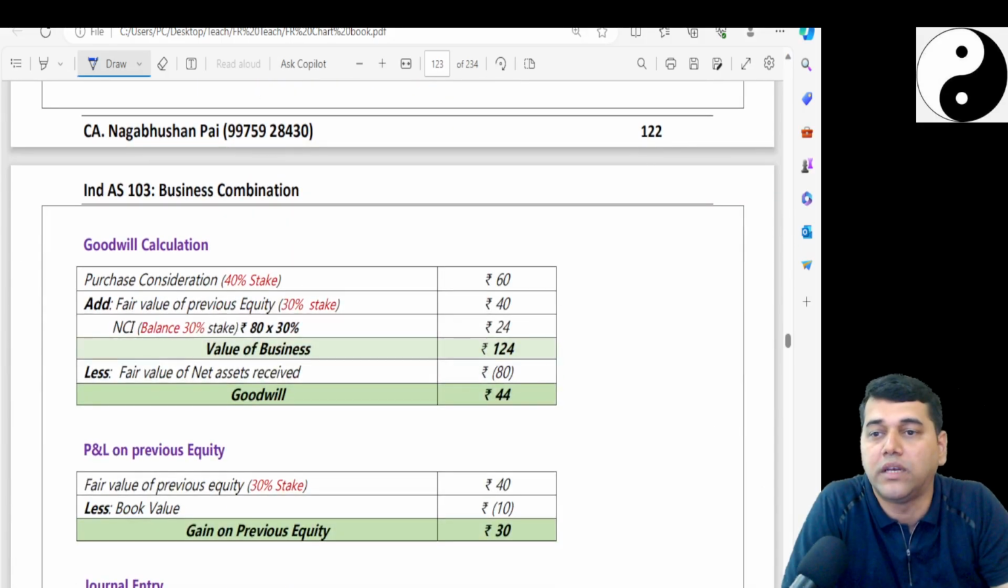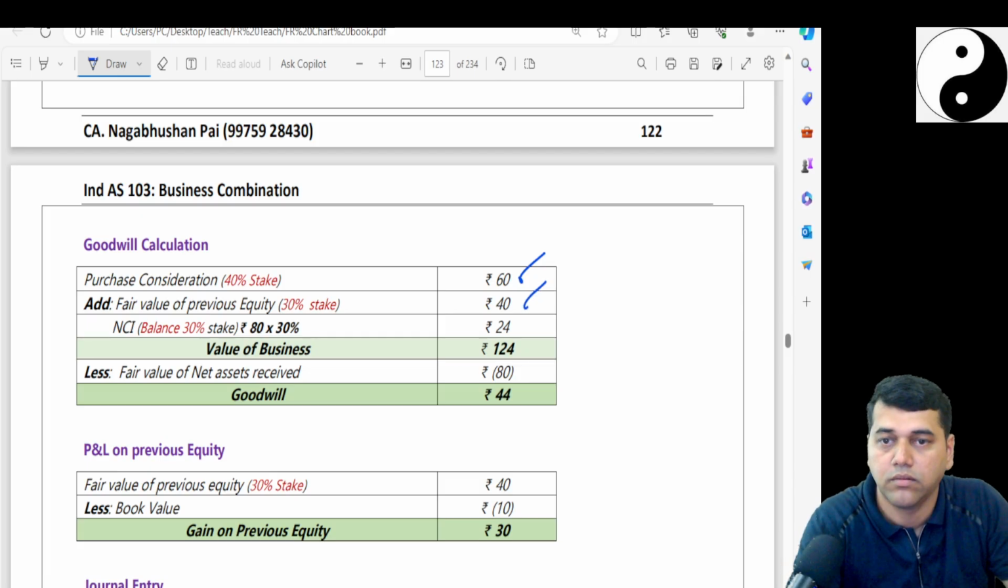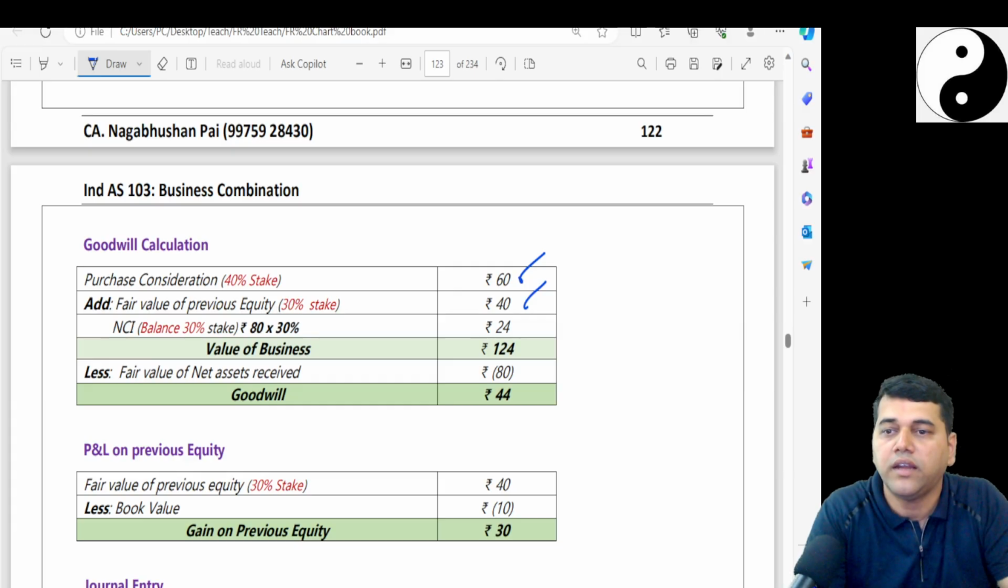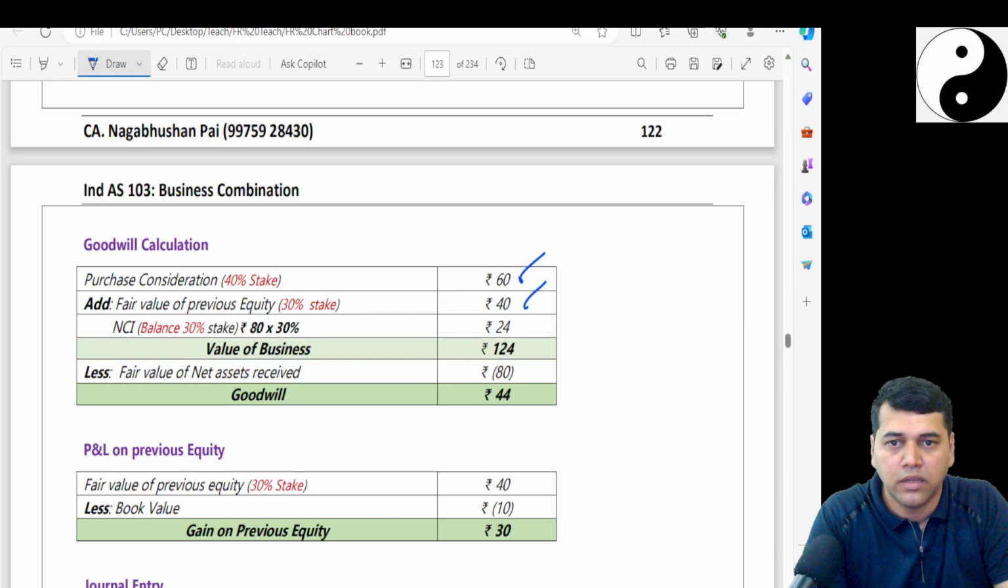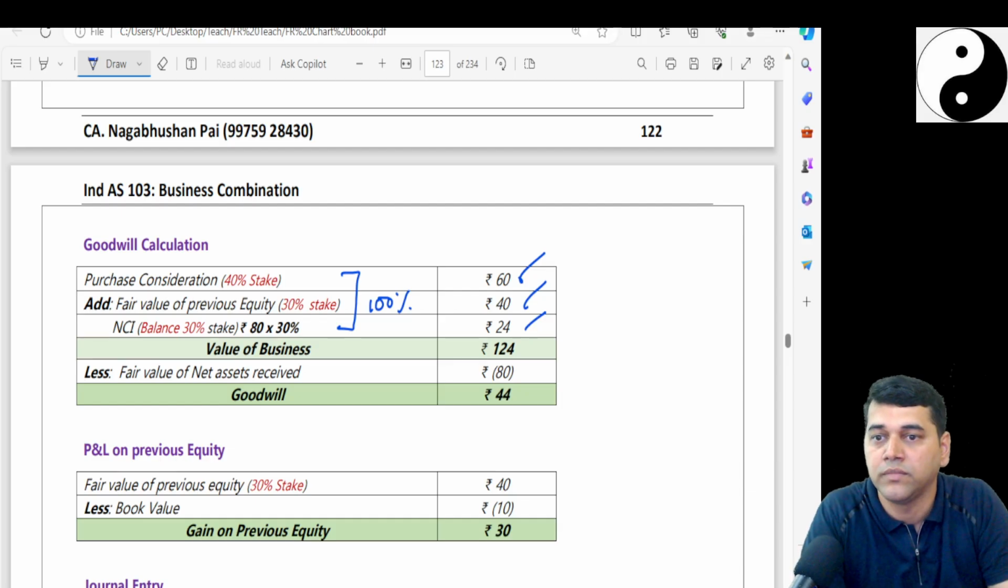Now, how do you calculate the goodwill? Purchase consideration. How much did you pay for the 40% stake? 60. How much is the fair value of the previously held equity? 40. And NCI is, say for example, 80 into 30%. Now we will not bother about the NCI valuation. But the point here is, when you add these three, it should be 100% stake for the equity. And fair value of the net assets is 80, so goodwill is 44.